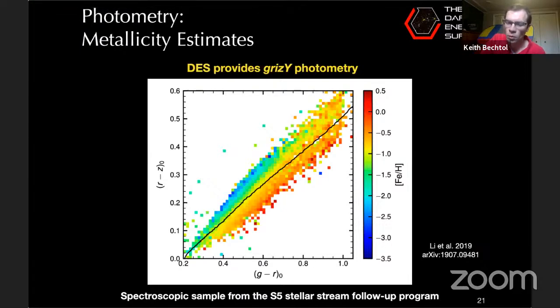And in fact, we're using this, for example, in the S5 spectroscopic stellar stream observation program to try to select the most metal-poor stars that are likely to be members of these stellar streams. So it's really neat that this is possible with the precision DES photometry.